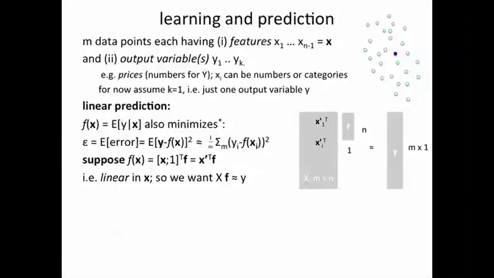Please look through this matrix formulation and convince yourself that what we're really trying to do is minimize the difference between xi transposed f and yi, and if you write it down as a matrix, we're really trying to find X times f is almost equal to y. So we're trying to find an f such that X times f is almost equal to y.